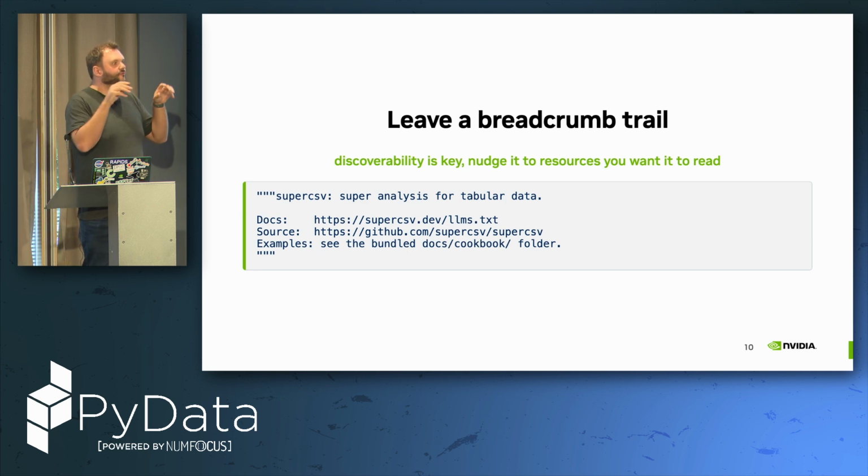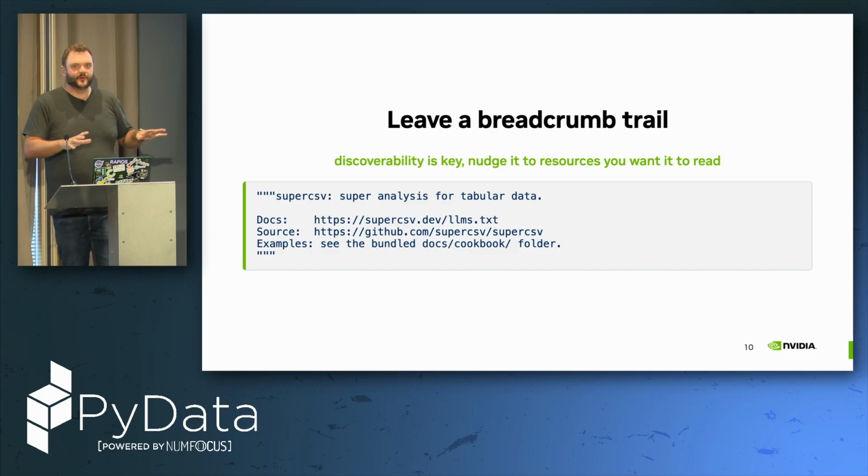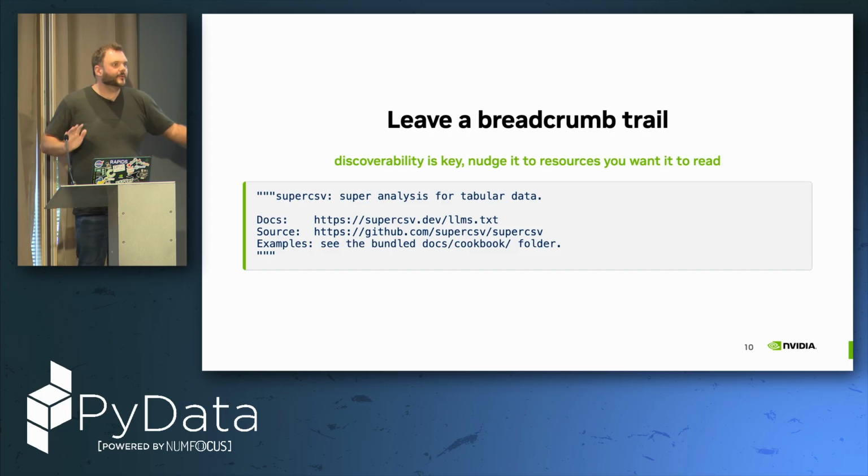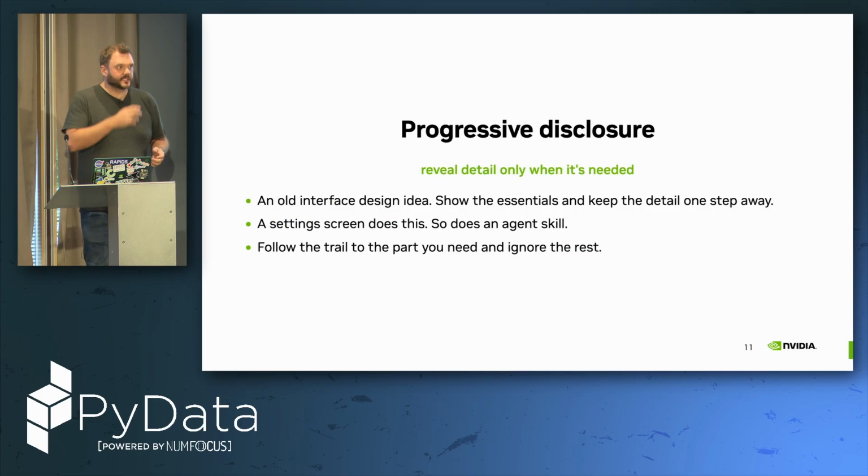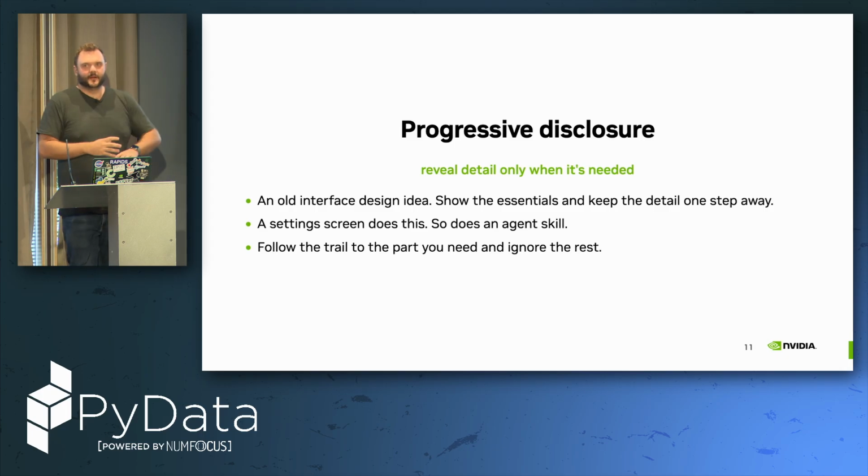But given that it will reach into the init.py immediately before it does anything else, when reading locally, just tell it where to go next, right? And there's this whole concept in working with coding agents called progressive disclosure. You may have come across this term. This is kind of an old term that's been used a lot in interface design.